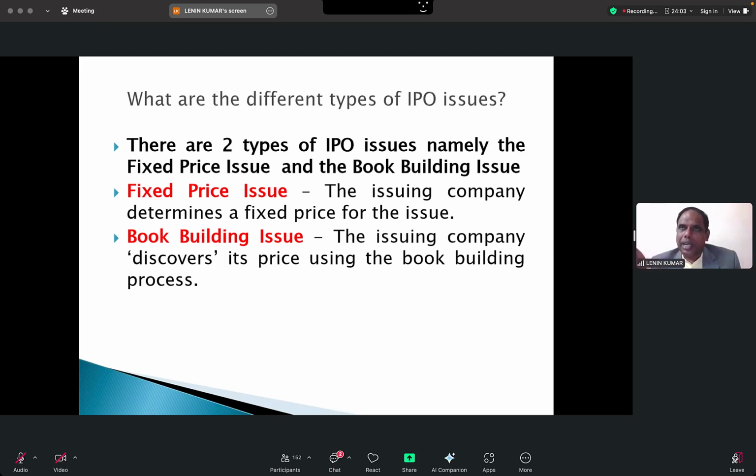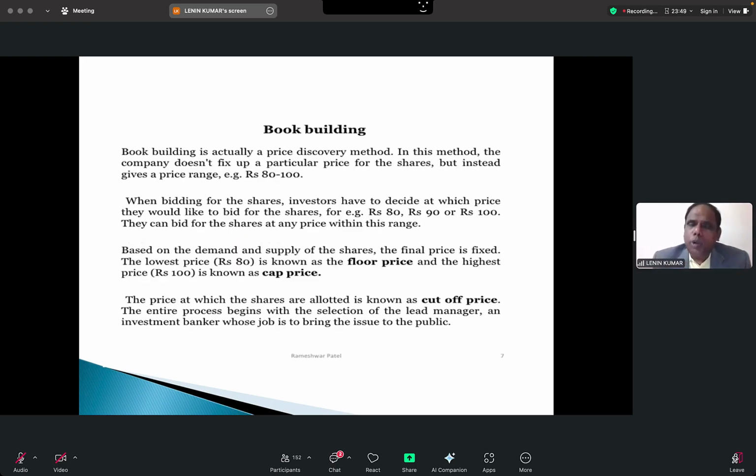On the other side, if Lulu is saying we are not fixing the price, let it be, a book building issue means that is the process I'm going to explain to you now. What is that book building issue? See, book building is actually a price discovery method. Please don't forget this word. Book building is nothing but price discovery.